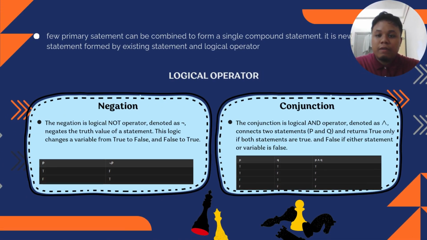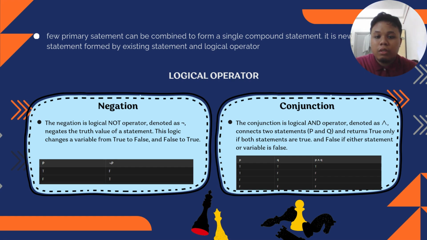And the next paragraph: a few primary statements can be combined to form a single compound statement. It is a new statement formed by existing statements and logical operators. I want to show the logical operators. Number one is negation. The negation is the logical NOT operator, denoted by a symbol, to negate the truth value of a statement. This logic changes a variable from true to false and false to true.